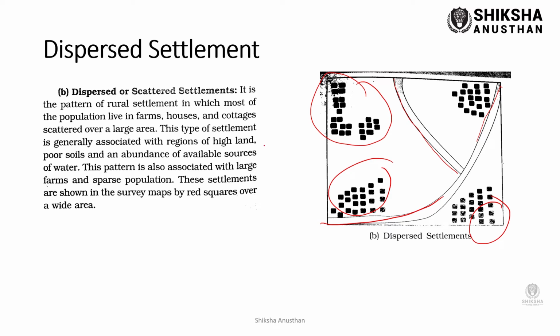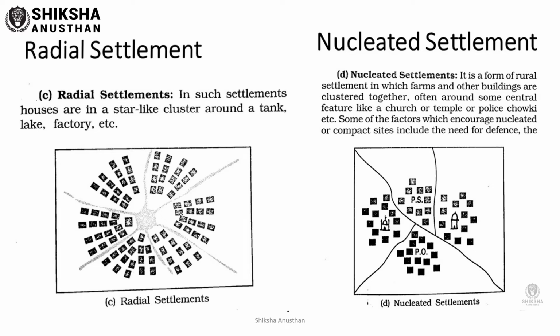This type of settlement is generally associated with regions of high land, poor soil, or abundance of available sources of water. This pattern is also associated with large farms and sparse population. These settlements are shown in survey maps, red squares over the wide area. Then coming to radial settlement.